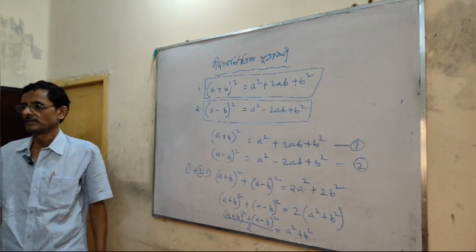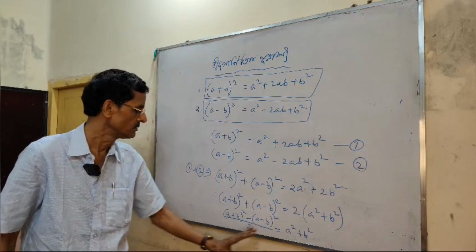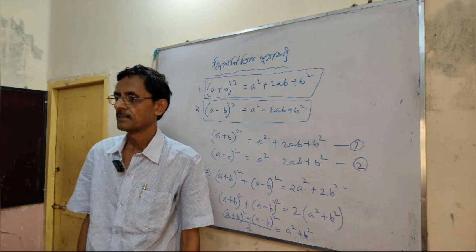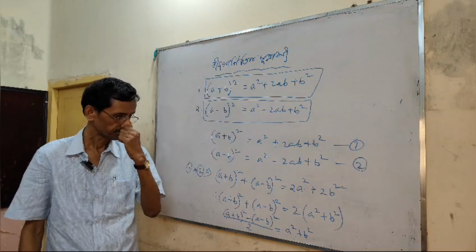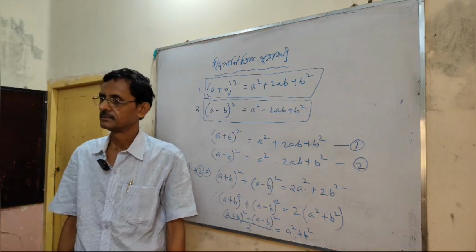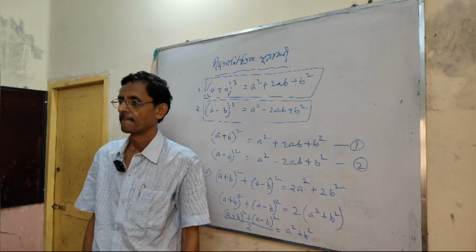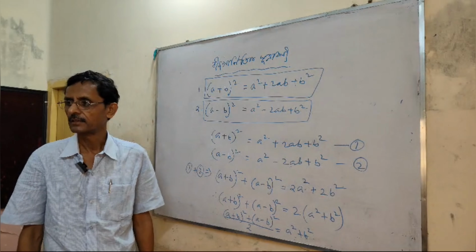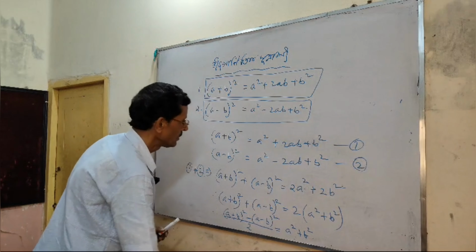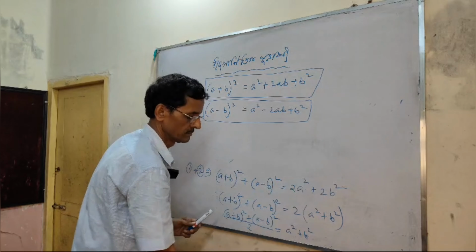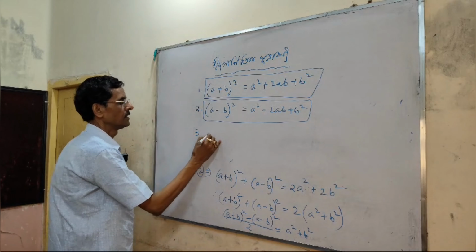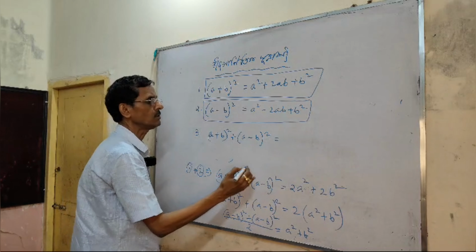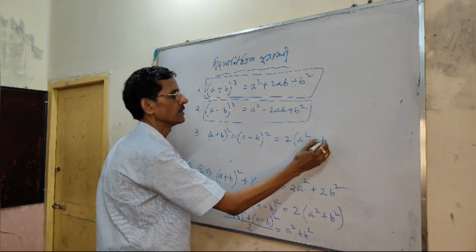So a square plus b square equal to a plus b whole square plus a minus b whole square divided by 2. ঠিক আছে? এটাও লাগবে। যেরকম সাম দেবে সেই সাম অনুযায়ী আমাদের সেটাকে কাজে লাগাতে হবে। তাহলে 3 নম্বর আমরা কি পেলাম, এবার এটা আমরা লিখে দেব। Third, a plus b whole square plus a minus b whole square equal to 2 into a square plus b square.